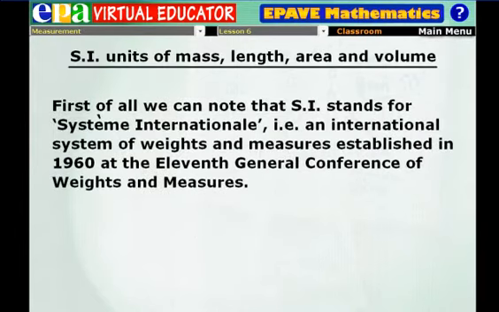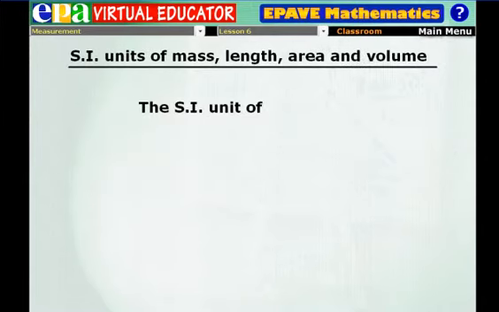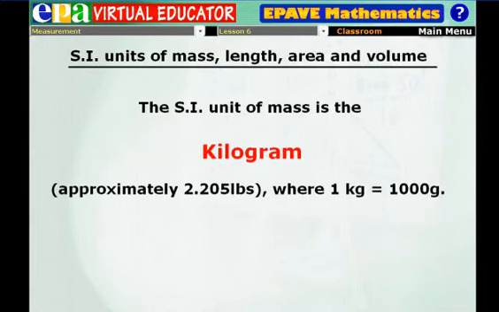First of all, we can note that SI stands for System International. That is, an international system of weights and measures established in 1960 at the 11th General Conference of Weights and Measures. The SI unit of mass is the kilogram, approximately 2.205 pounds, where 1 kilogram is equal to 1,000 grams.